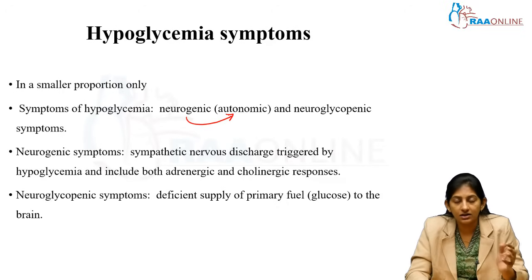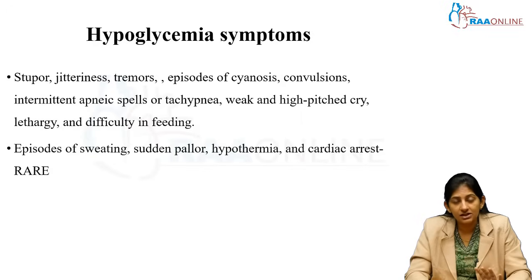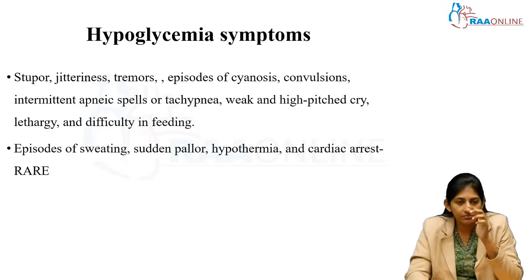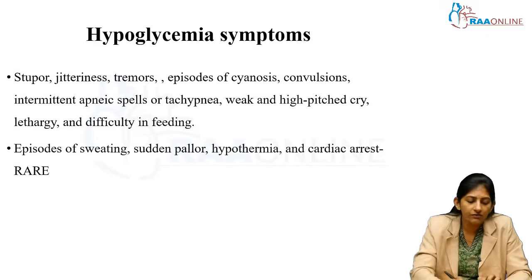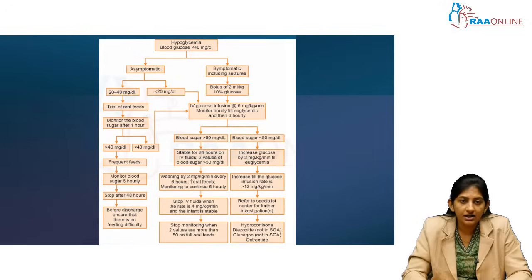Neuroglycopenic symptoms are when the glucose supply to the brain is decreased. That is neuroglycopenic symptoms. So sudden presentation with seizures or just with apnea, apneic spells, or with a very weak cry, baby is not at all responding, and very shallow breathing, or baby has some distress. All these are possible, and they are quite common. Very rarely sudden pallor, even arrest, so bradycardia and then arrest. So these are all very rare symptoms. So hypoglycemia can be asymptomatic and symptomatic.